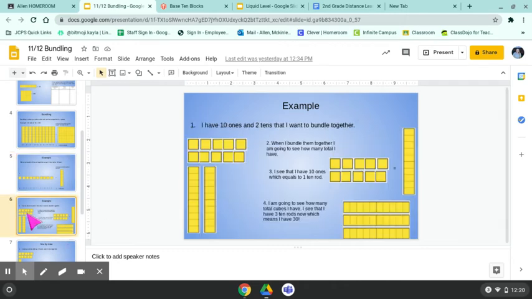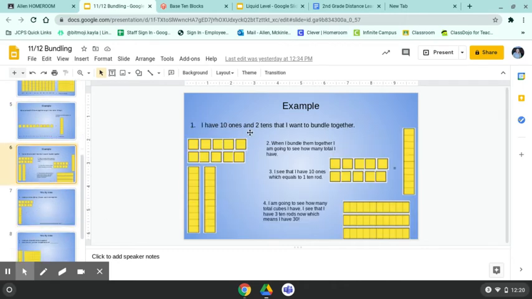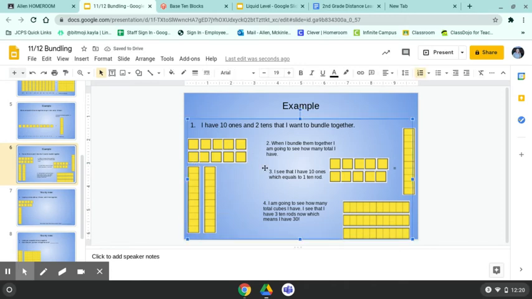Let's do another example together. I have 10 ones right here. And I have 2 tens right here. I want to bundle these all together and get one number. When I bundle my numbers together, my cubes together, I need to see if I have anything that can be changed to make it into something else.